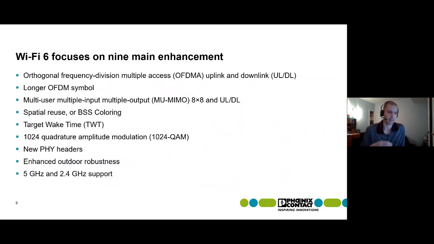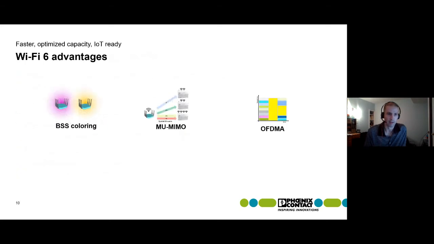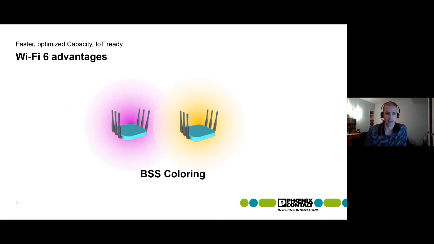So this is a laundry list of some things that are going to be coming on with Wi-Fi 6. But I'm really going to focus on 3 of these things, and all 3 of them come with spectrum efficiency. So the 3 I want to focus on today are BSS coloring, multi-user MIMO, and OFDMA, because again, all these things are going to help us communicate on the available spectrum more effectively. So first, BSS coloring.